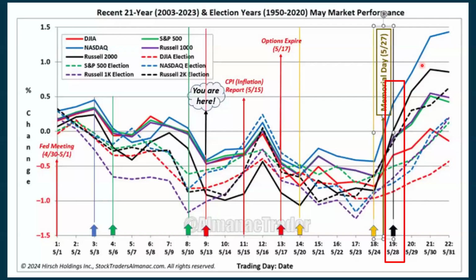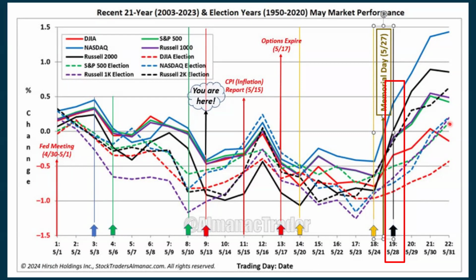Then we do have some positive seasonality that's coming up for the latter part of May. I have a red box here. This is Tuesday's session, and we follow the green dashed line. This is what happens to the S&P during an election year. And we do have some positive seasonality for that day, and then the green line continues to go up into the end of May. So for this whole week, there is positive seasonality.